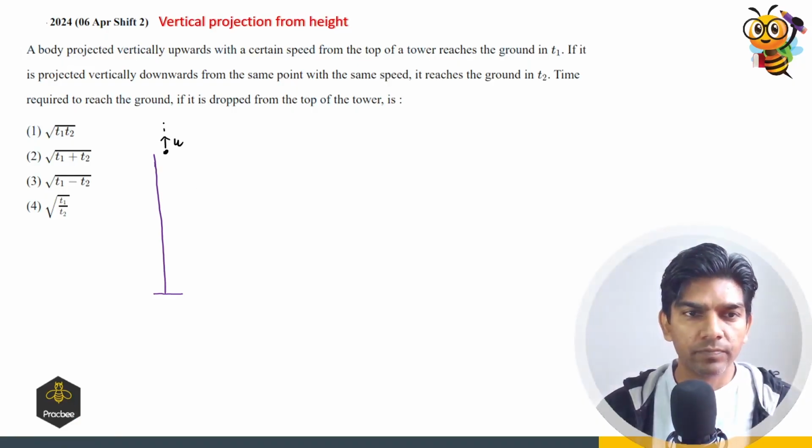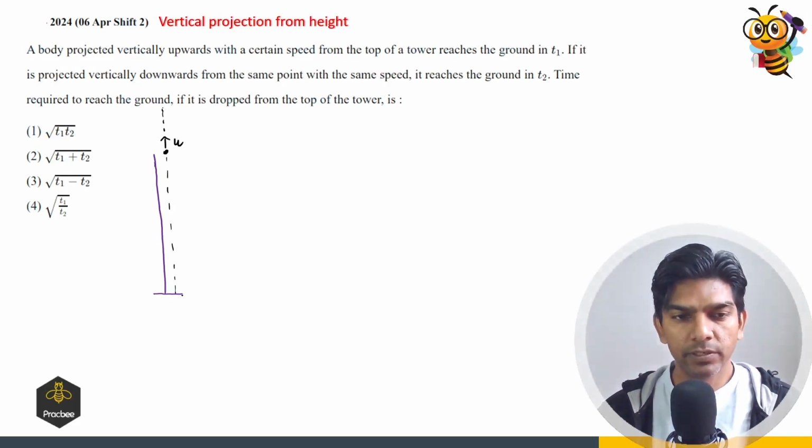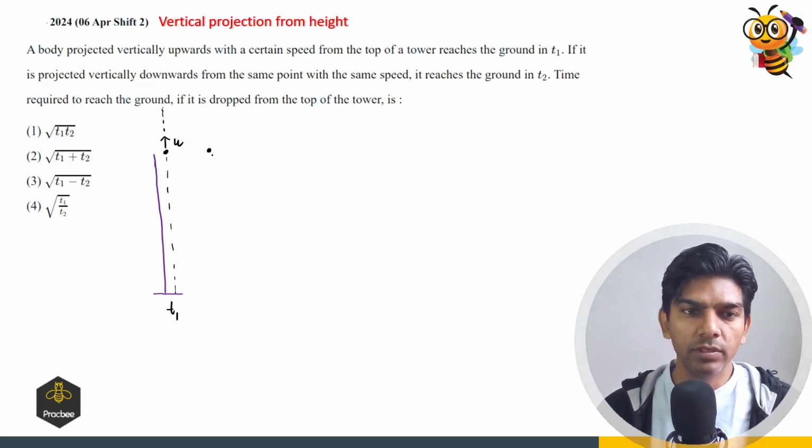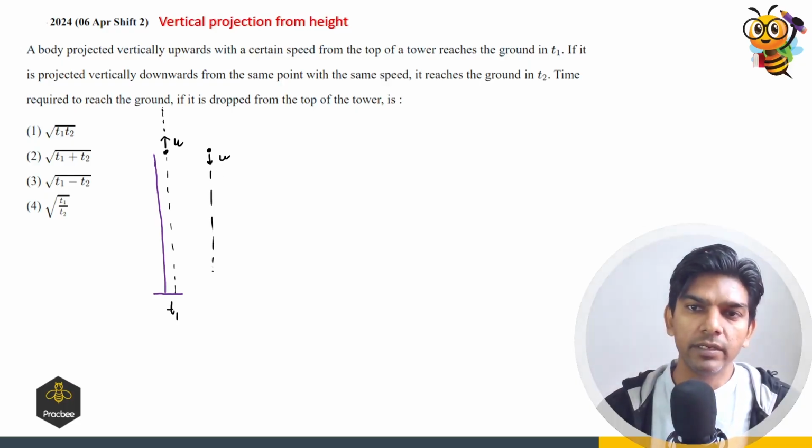And it attains a maximum and then comes down and then hits the floor at this particular point, and the time taken is T1. If it is projected vertically downward from the same point with the same speed, so if we are throwing this ball in the downward direction with the same speed, it will take T2 time.